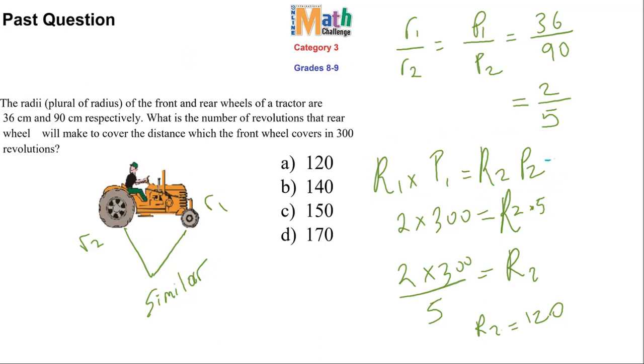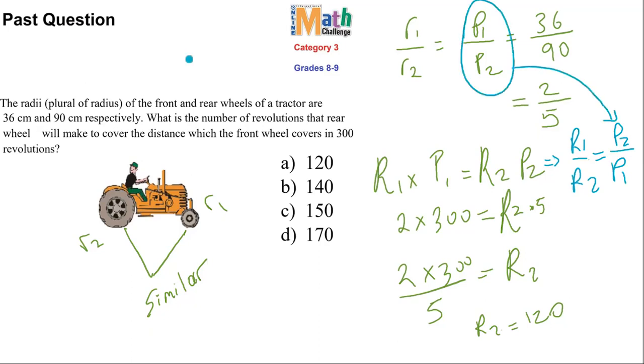So if we simplify this equation, we can write like this. So R1 over R2 equals P2 over P1. So it means we can use this directly in our question. So after we calculate this one and divide by 5, we just get this score, which is equal to 120 revolutions.